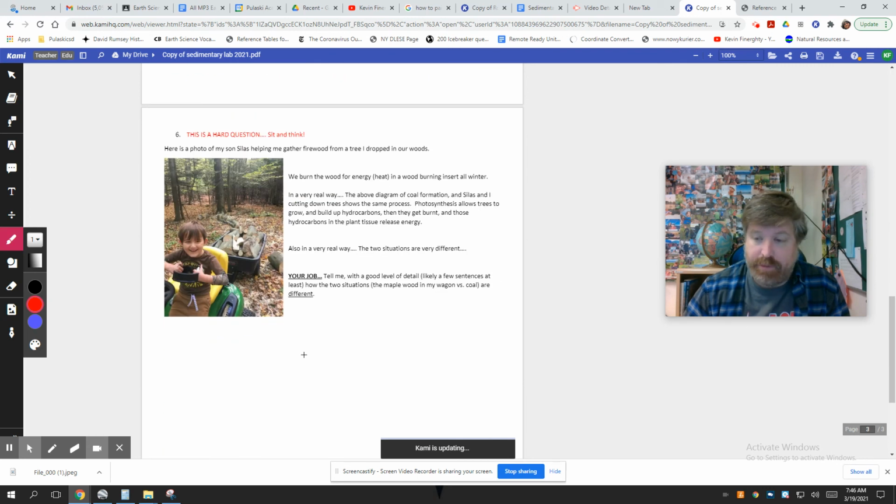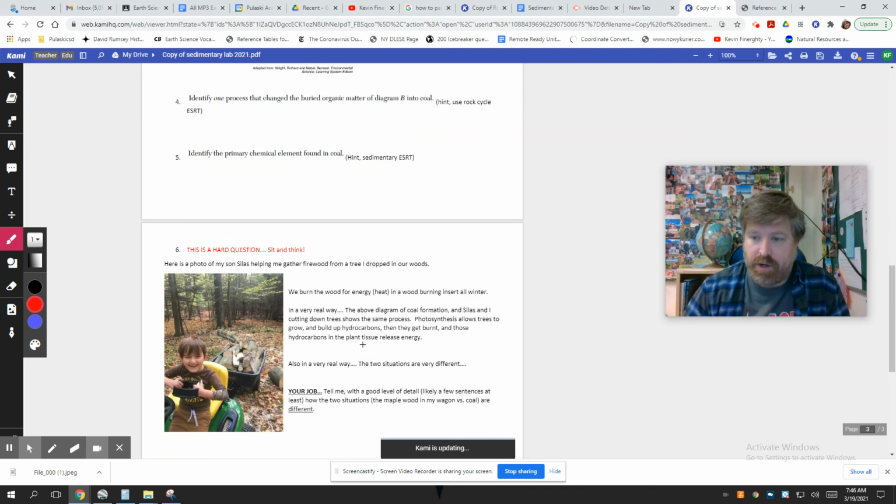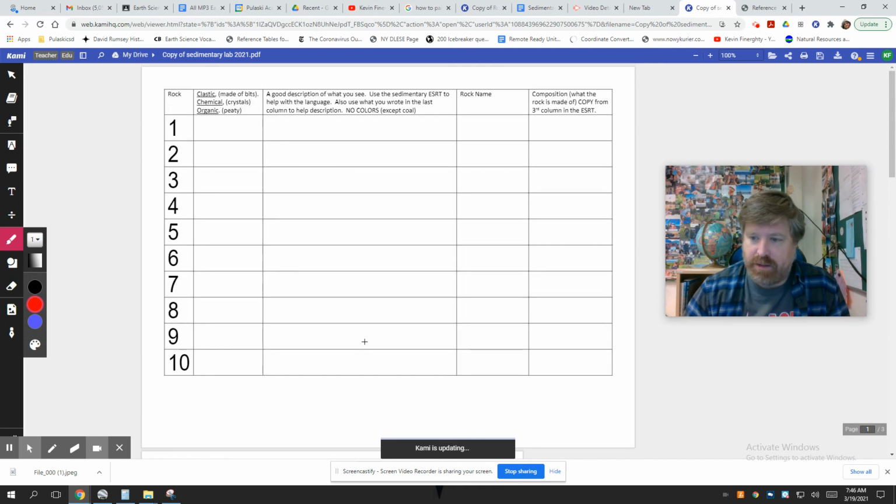And then I'm going to make you think a little bit here, thinking about the difference between burning wood and burning coal. That's going to be a little bit more of a challenge. Take your time. Think about it. Think about the nature of what is written there. Give me a couple good sentences and you're out of here.